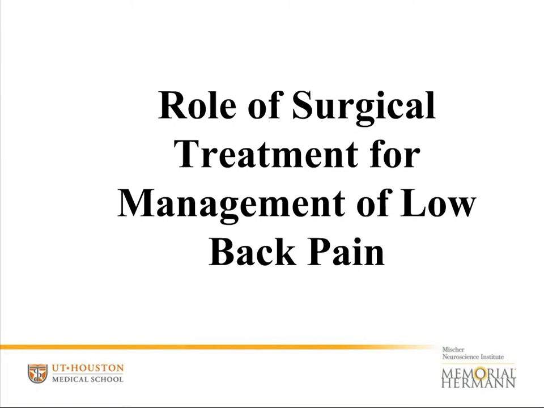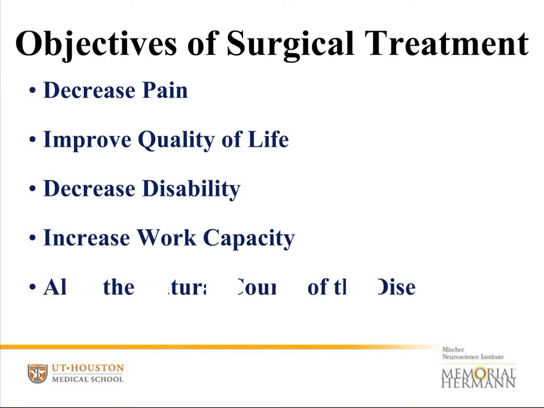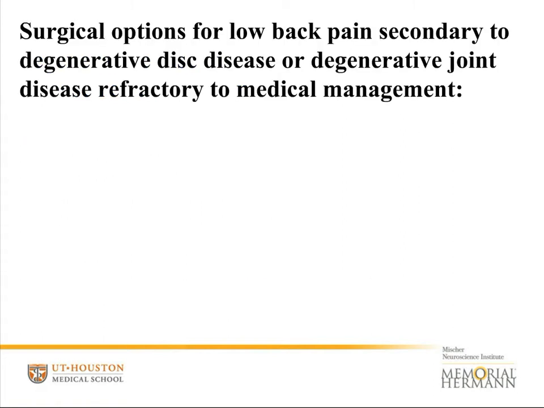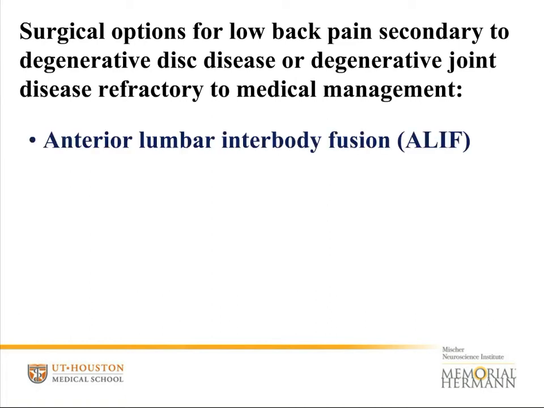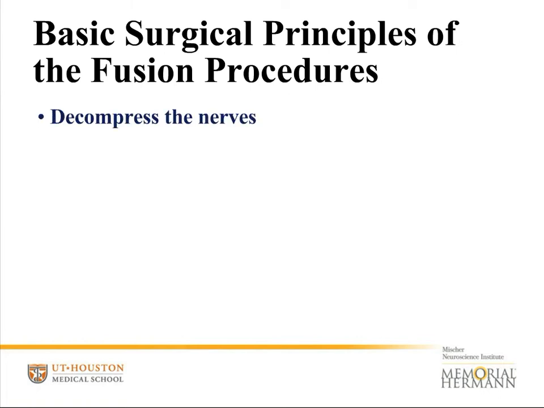We have many different ways to try to address discogenic back pain, which we'll discuss. The objectives of treatment for degenerative disc disease are to decrease pain, improve your quality of life, decrease disability, increase your ability to work, and to try to alter the natural course of the disease as well. There are two surgical options, which is an anterior lumbar interbody fusion, otherwise known as an ALIF, or a posterior approach known as a PLIF.